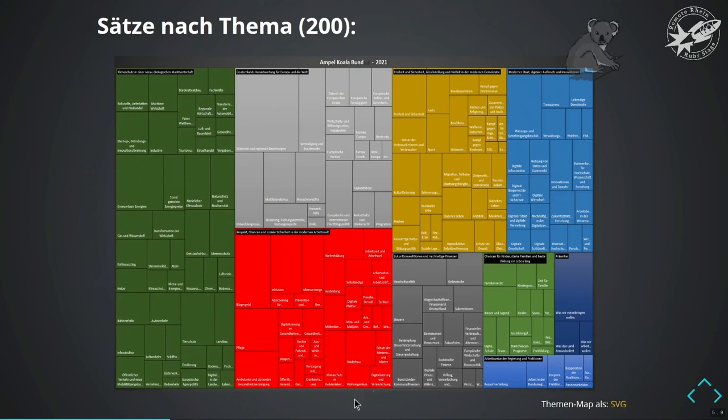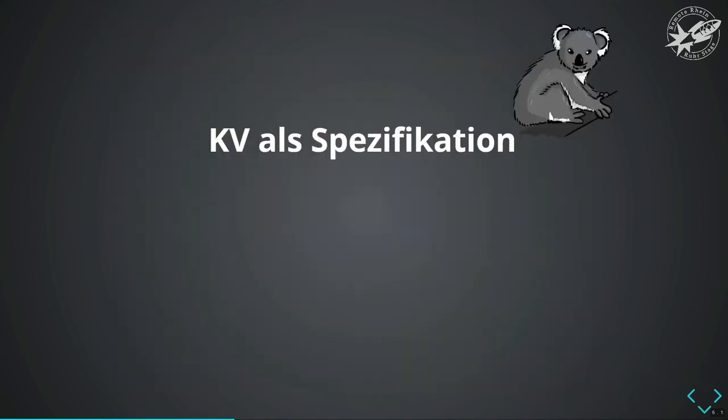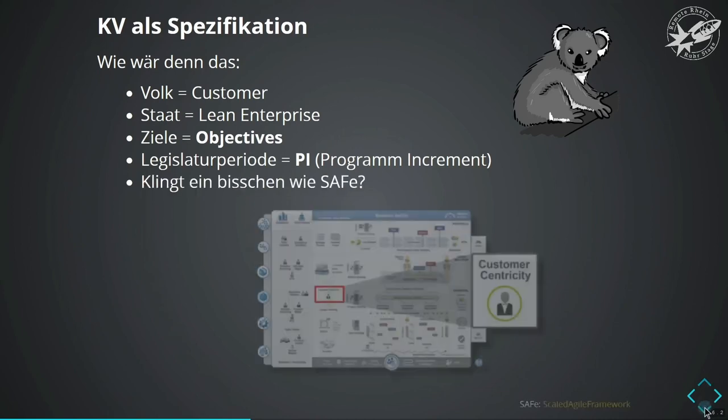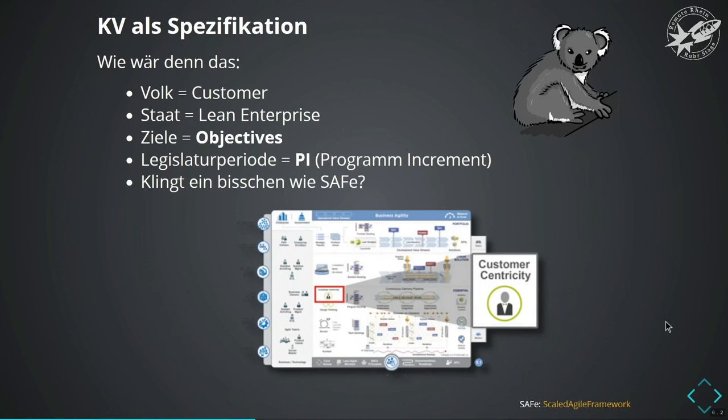So much for what can I see if I just count around and display what I've counted. Right, let's look at the coalition agreement as a specification. So here's a small thought experiment. Let's assume the people are the customer and the state is the enterprise and the goals are called objectives and a legislative period is a PI, a program increment. Does that sound familiar to you? That sounds kind of like SAFe. And this is indeed following the SAFe methods, or inspired by them. And if you find SAFe interesting, you can look into that, and it is linked there.